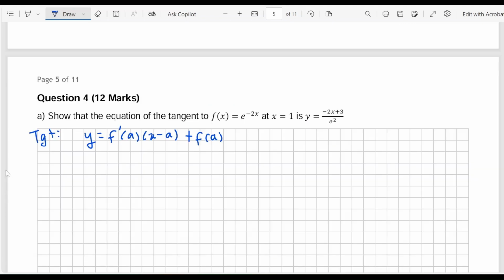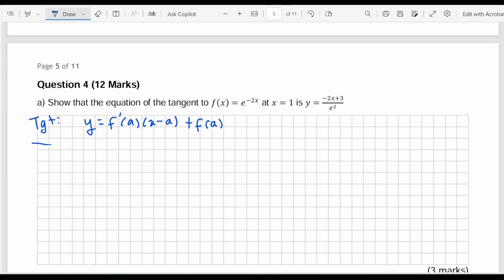All right, next up we got a wonderful conjecture question. Now this is about tangents, so if this equation of the tangent is not on your cheat sheet already, make sure it goes on there. A is the x value we're dealing with. f of A would be f of 1, so that is e to the minus 2 lots of 1, which is e to the minus 2.